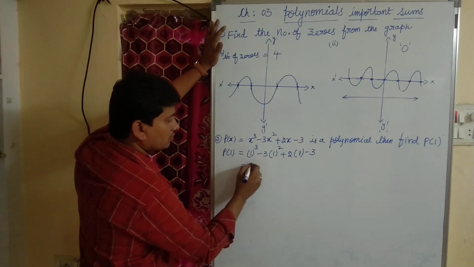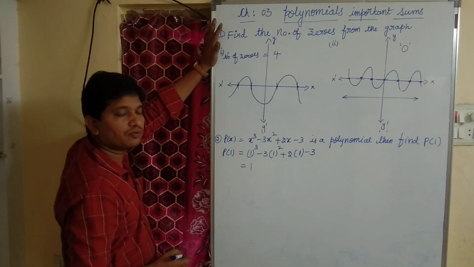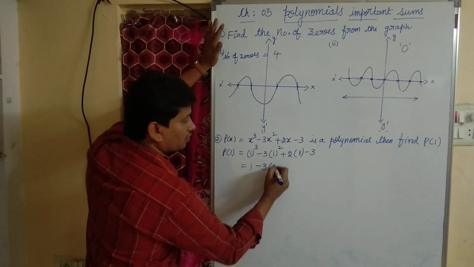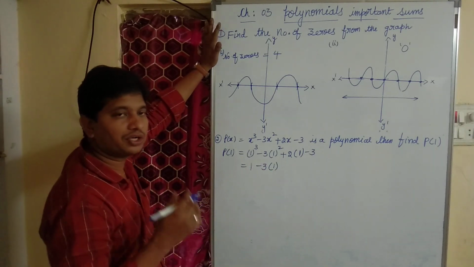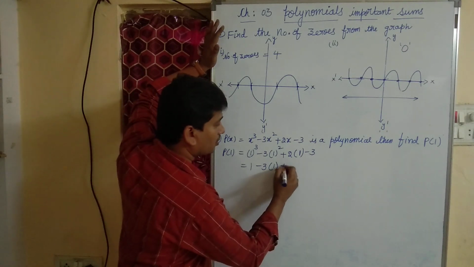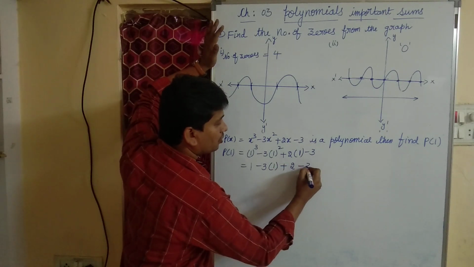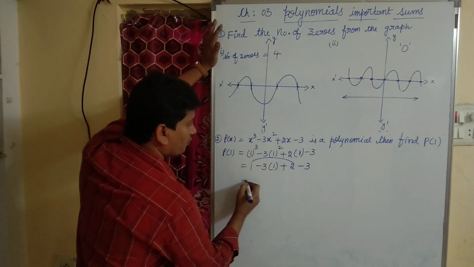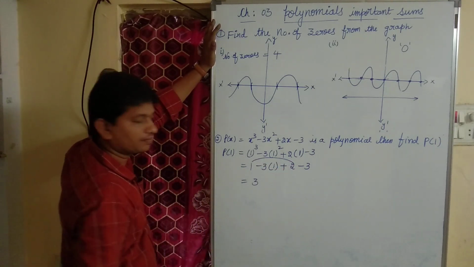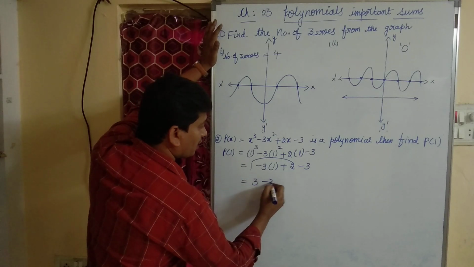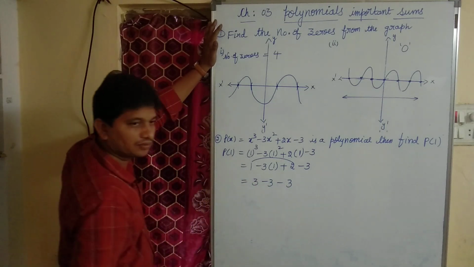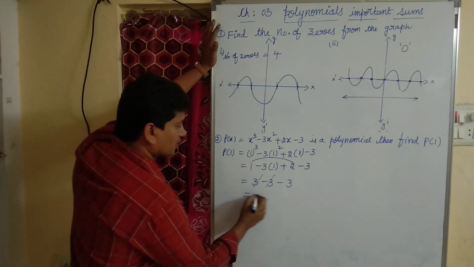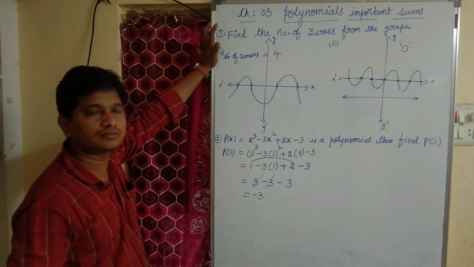As 1 cube, 1 into 1, which is equal to 1, minus 3 into 1 square, 1 into 1, that is equal to 1, plus 2 into 1, 2, minus 3. Okay. Now if you see here, 1 plus 2 that is equal to 3, minus 3 into 1, 3, minus 3. So 3 minus 3 gets cancelled, which is equal to minus 3.